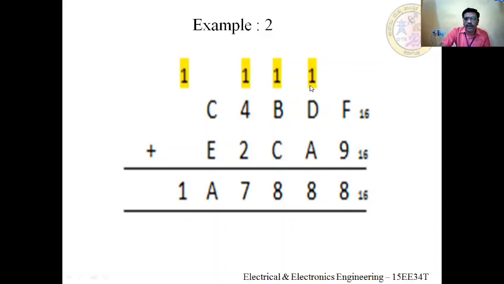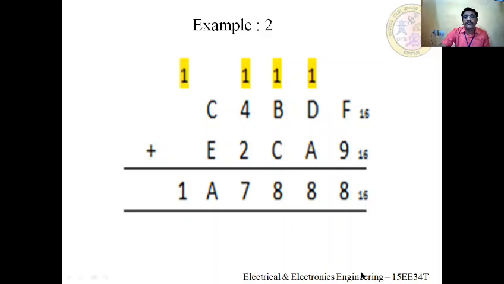In step number 2, 1 plus D plus A. So 1 plus D. What is the value of D? The value of D is 13. 1 plus 13 is how much? 14. 14 plus A, A means 10. 14 plus 10 is 24. 24 minus 16 is how much? Since 24 is greater than 16, you have to subtract 16 from 24.